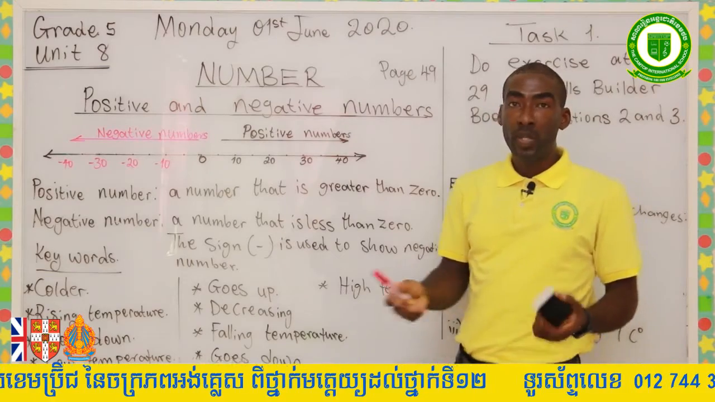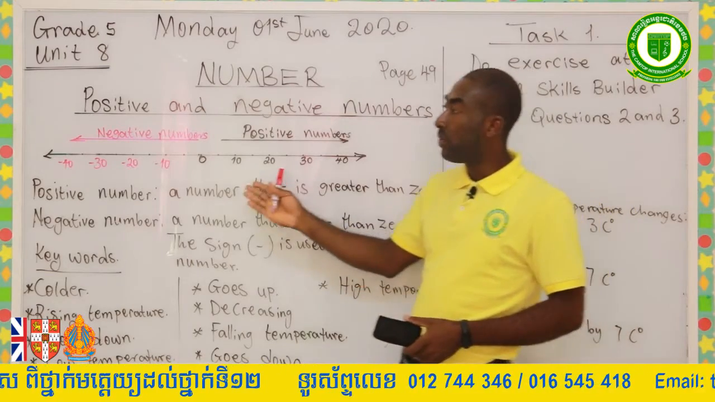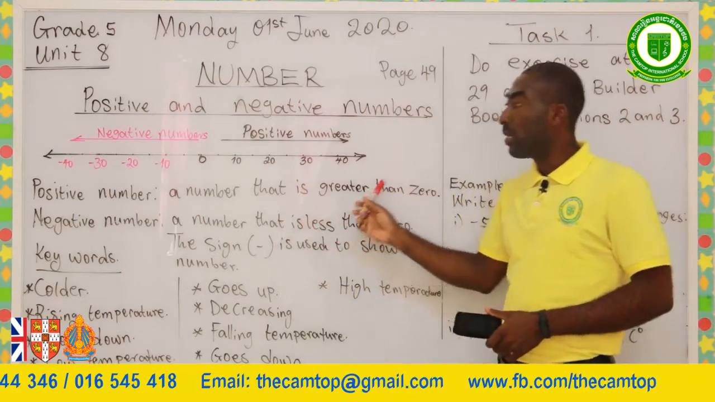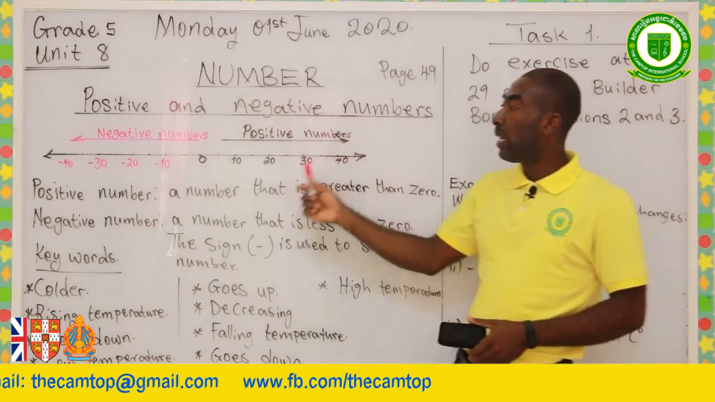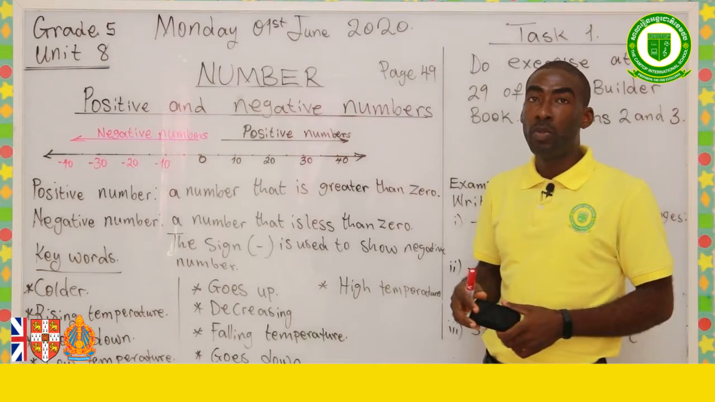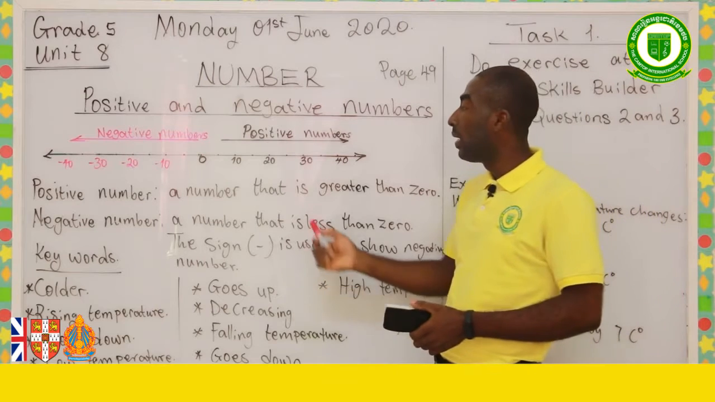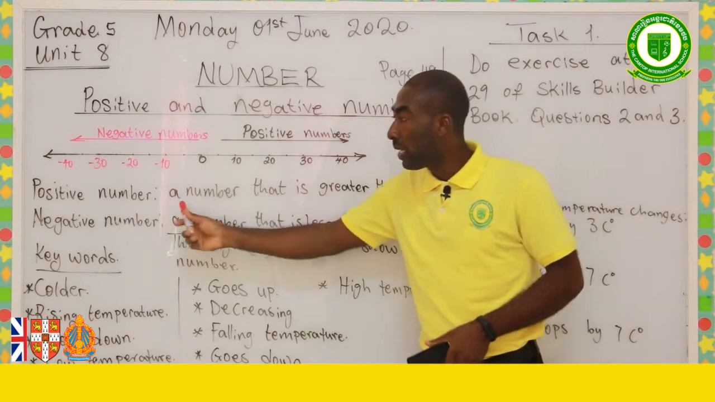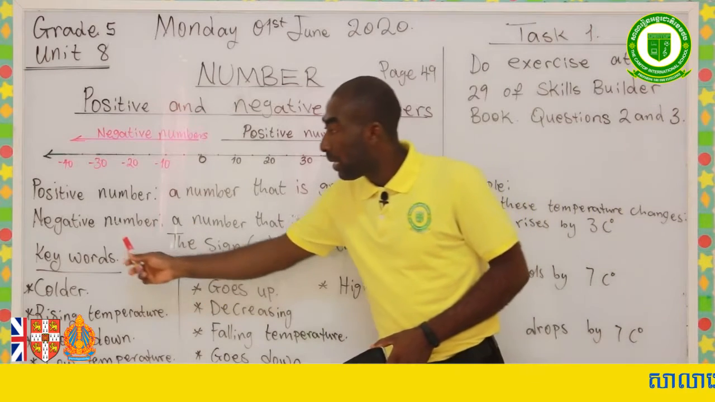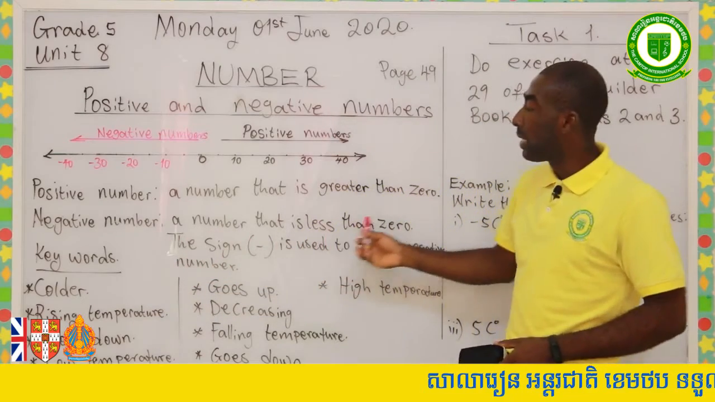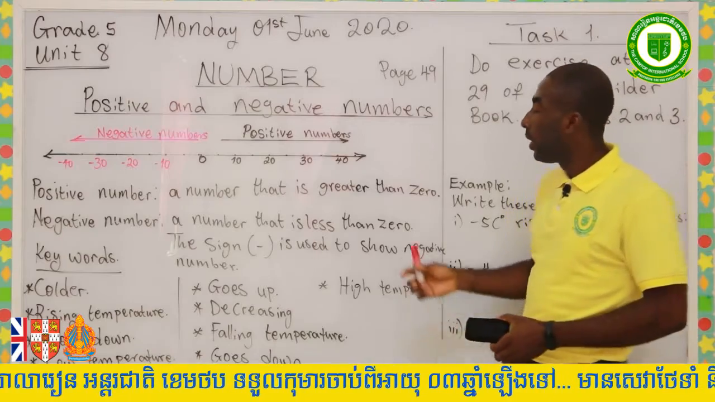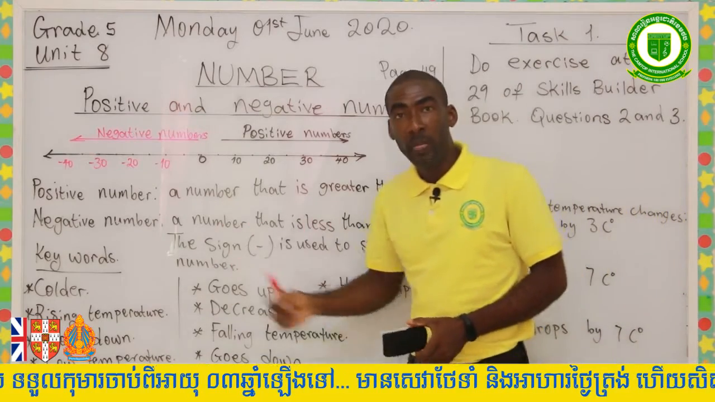So how do you define a positive number and how do you define a negative number as well? A positive number is any number that is greater than 0. If you have a number that is greater than 0, like from 1 up to whatever number that you want to count without a negative sign, it is greater than 0. So that number is considered as a positive number. Whereas a negative number is a number that is less than 0. So whenever you have a number that is less than 0, it is a negative number.